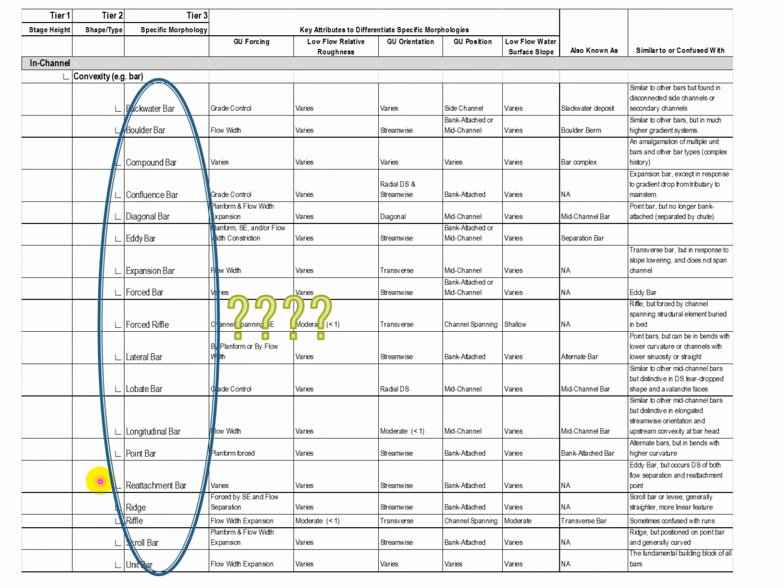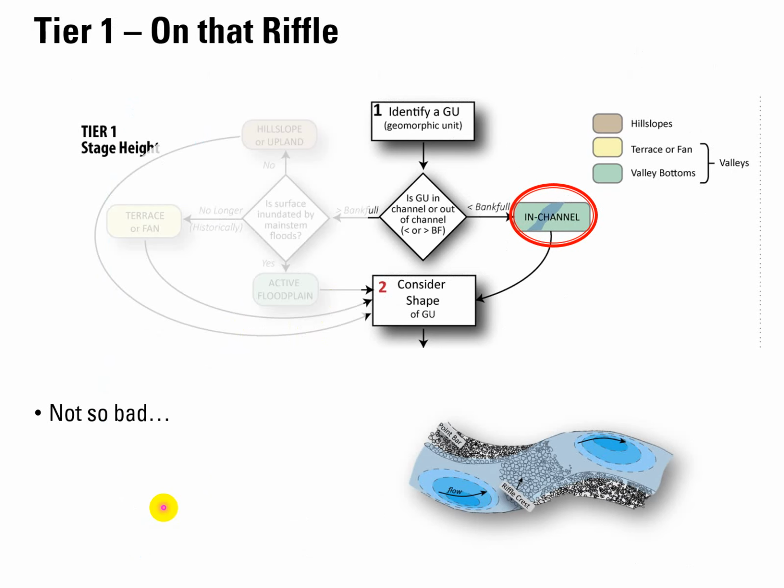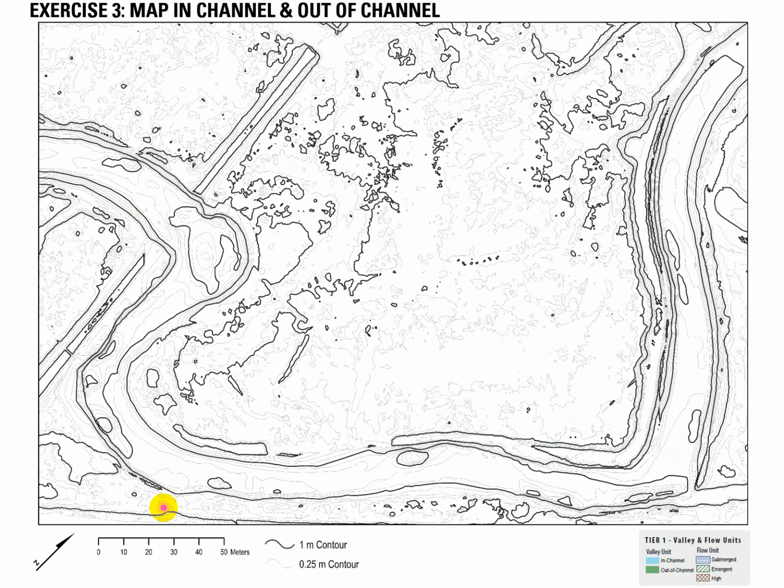So I land on that riffle and I know it's a convexity. But then what? How do I use these attributes to figure out which of this whole long list of geomorph trivia of bars that it is? Well, let's just walk through. Okay, yep, I'm in a channel. Boom, boom, fine, fine. And you guys could do this, right? So if we paused right here, you could print this map out. And you could draw everything that's in channel and everything that's out of the channel.